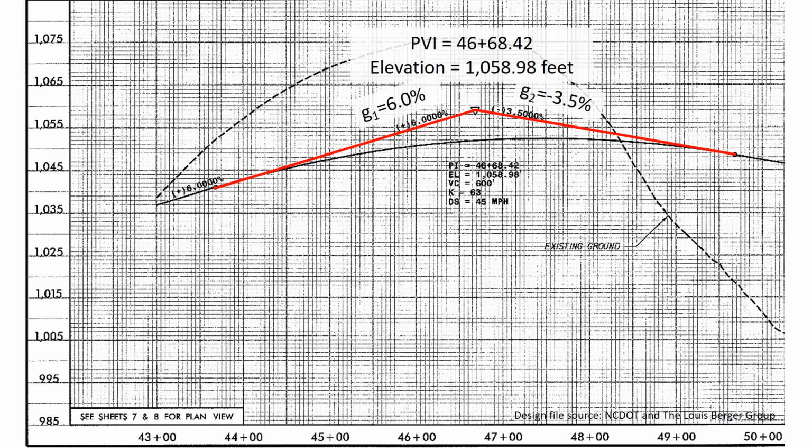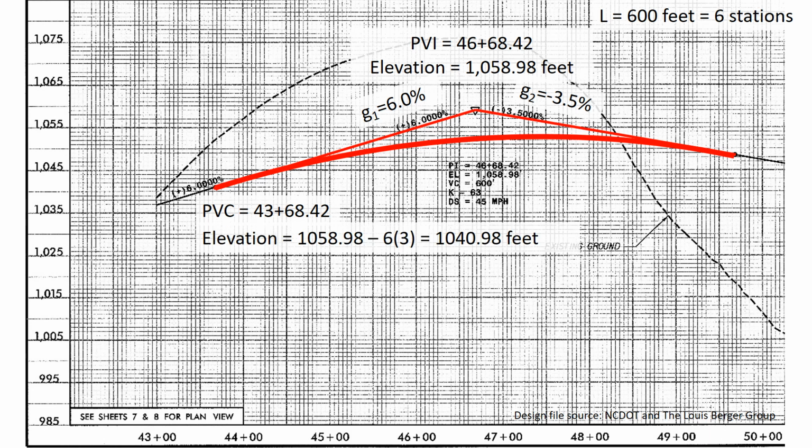We're given our point of vertical intersection, the PVI, also known as the VPI, at station 46 plus 68.42 at an elevation of 1,058.98 feet. And here's the symmetric parabolic curve that ties these two grades together. We're given the length of 600 feet or 6 stations. We're told we can find the PVC because we know with a symmetric parabolic curve, the PVI is in the middle of the curve. We've got the 600-foot long curve, so the PVC is 300 feet before the PVI.